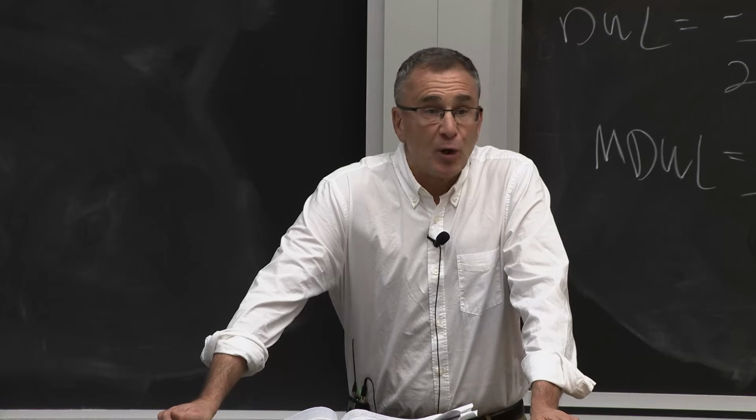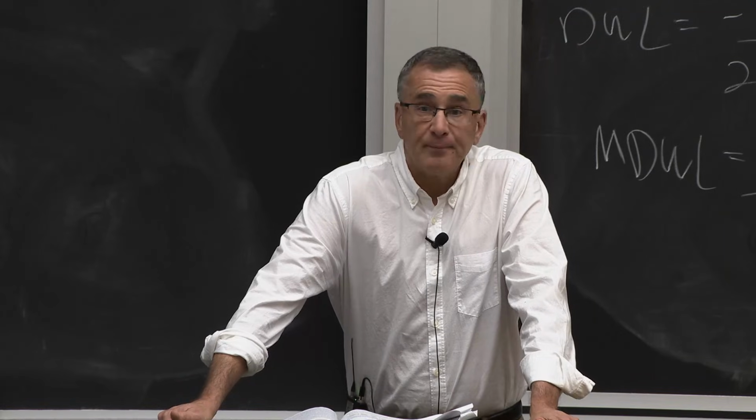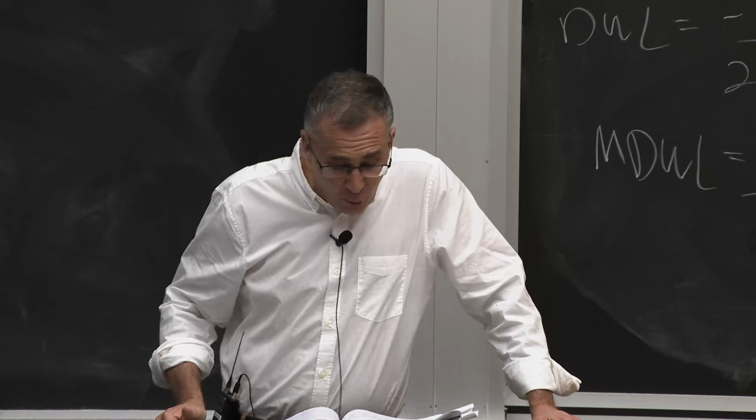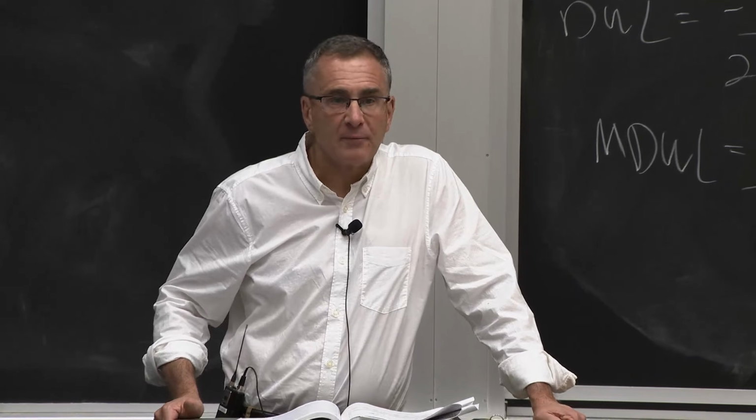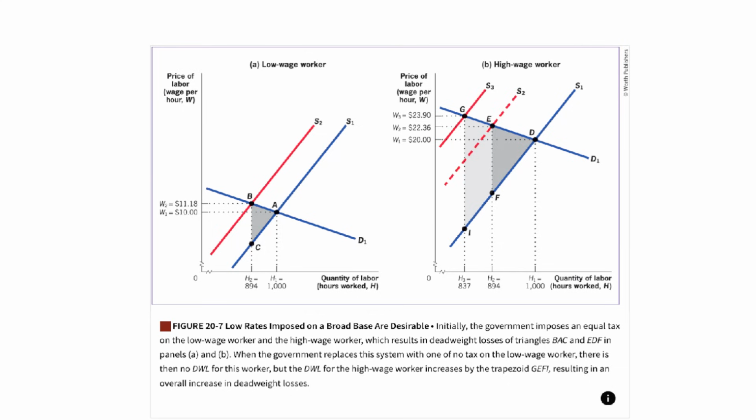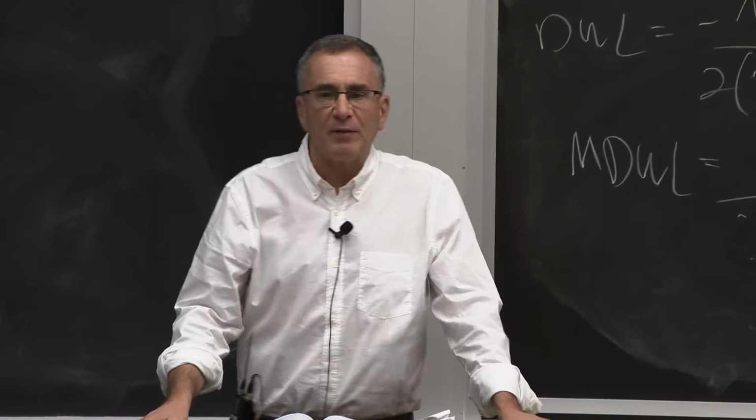Workers who are productively willing to work are no longer able to. The same tax on high-skill workers does exactly the same thing. It creates a triangle DEF. The x-axis change is the same. Why is DEF bigger than ABC? They both lower the labor supply by the same amount, 1,000 hours to 894. Why does that create a bigger deadweight loss for the $20 an hour worker? Why is the triangle DEF bigger than ABC? I mean, graphically you can see it, but intuitively.